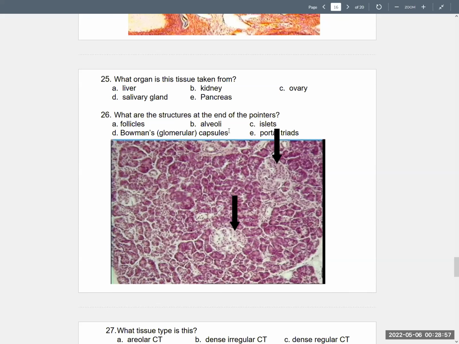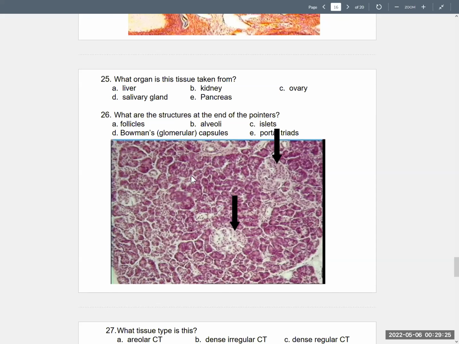Islets. Oh, it is. Yeah, islets. Yep, islets of Langerhans. Islets is a good enough name. That's it. Now tell me the organ. It's the pancreas. And these are the acinar cells that produce pancreatic amylase.